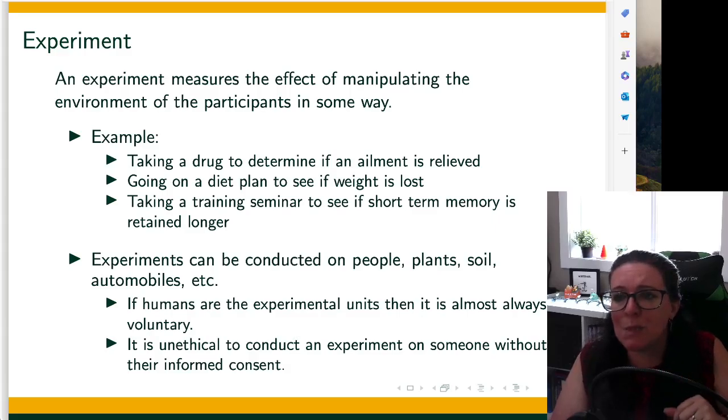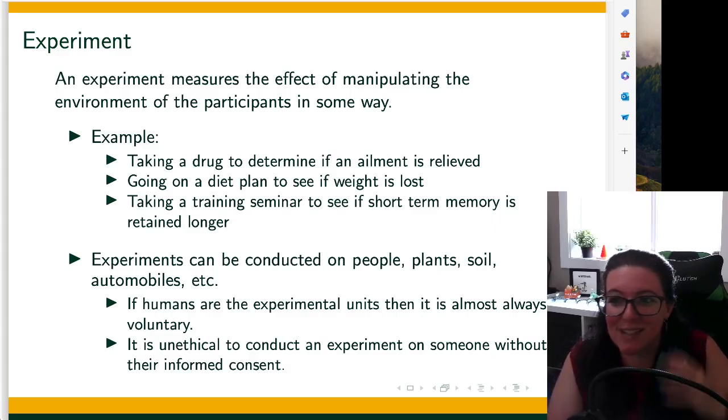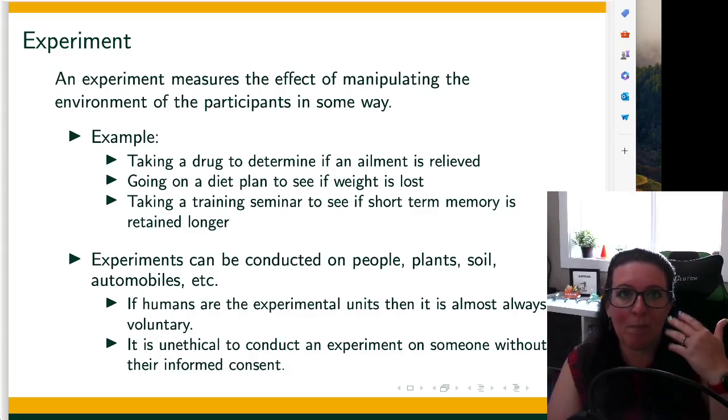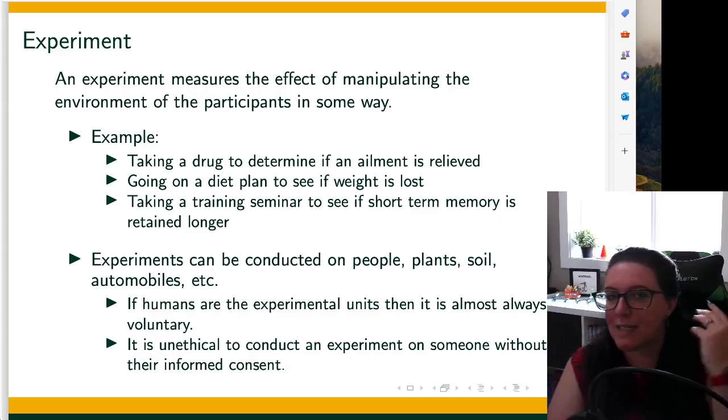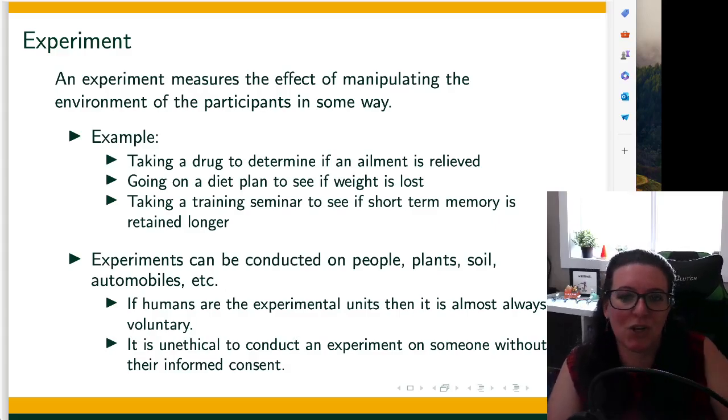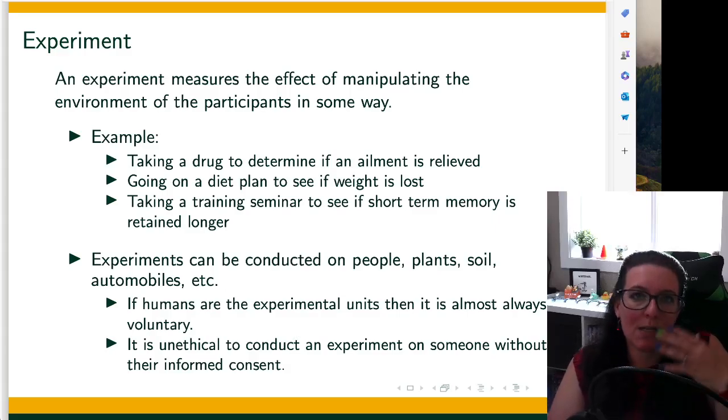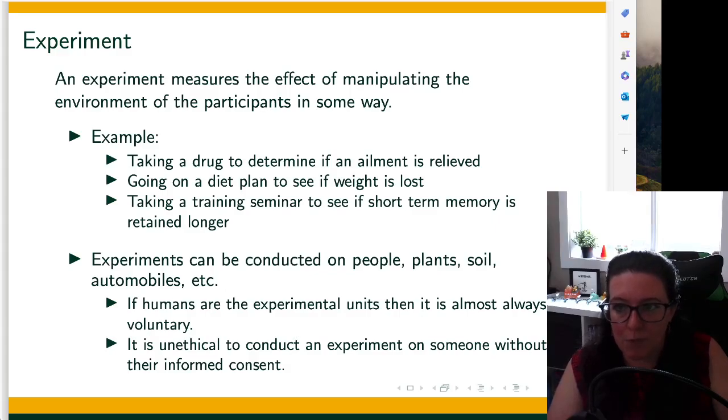So we can conduct experiments on people, on plants, on soil. We can do experiments on production processes. So if we do this particular activity when we make our automobiles, does that result in higher quality? Does that result in a faster time to market? So you can experiment on process, on events. You can experiment on people. You can experiment on animals and other objects.